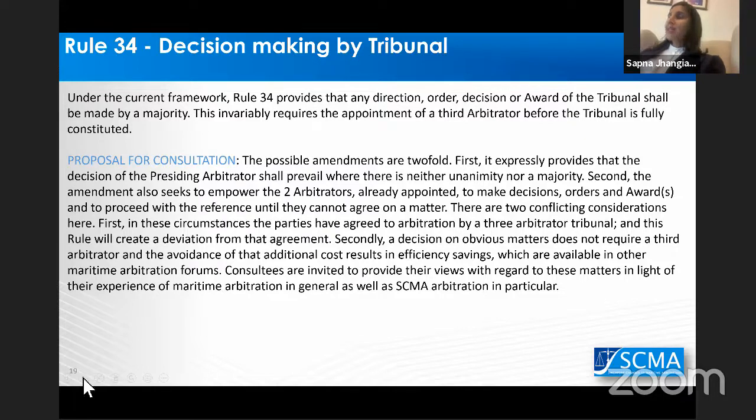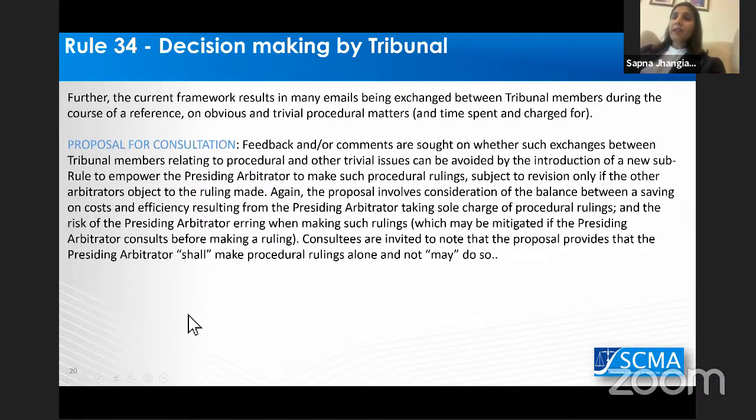And that is a possible amendment that a decision on procedural matters may be made by the presiding arbitrator alone. Now, of course, the disadvantage to this will be that there is a risk of a presiding arbitrator making an error. An advantage is, again, there will be cost savings, often for each procedural matter, if there requires to be a decision with input from all three members of the tribunal.